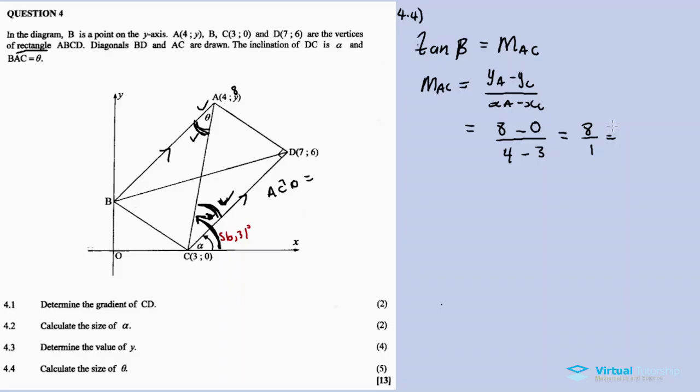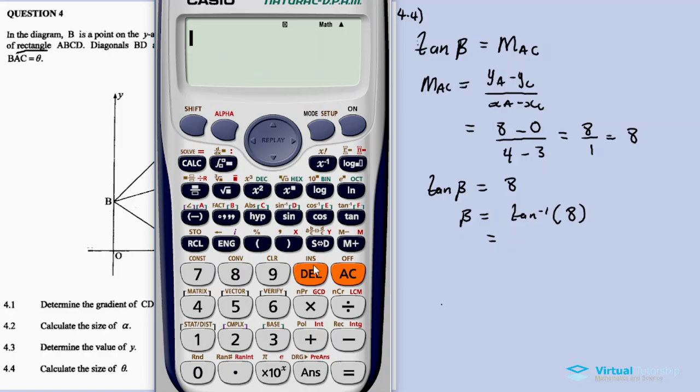While reading this problem, I was looking at it as 4 minus 3, but I had already given away the answer. Anyway, 8 minus 0 is 8, 4 minus 3 is 1, so our answer is 8. So our gradient for AC is 8, and then tan beta is equal to 8, and then beta is equal to arctan of 8.